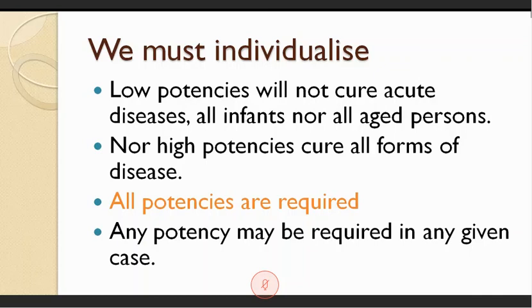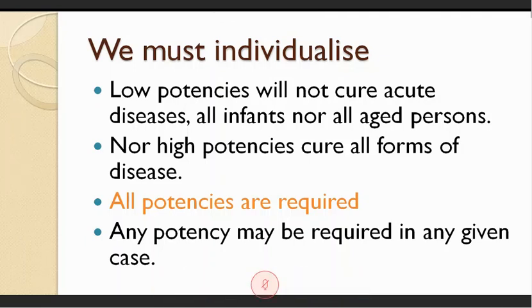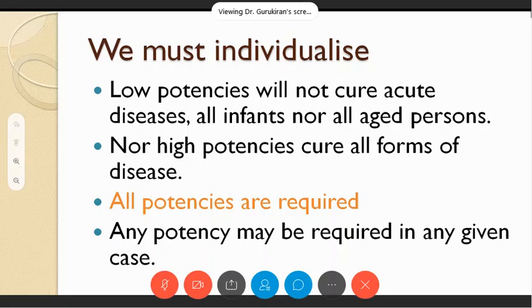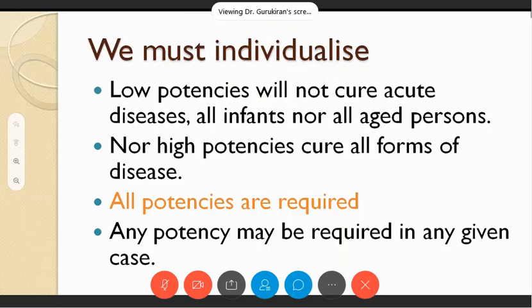So any questions? Any questions? Is it all clear? Sir, in frank syphilitic cases, like sudden MI, sudden acute conditions, but the background miasm is syphilitic, what would be the potency? 200 is that potency.